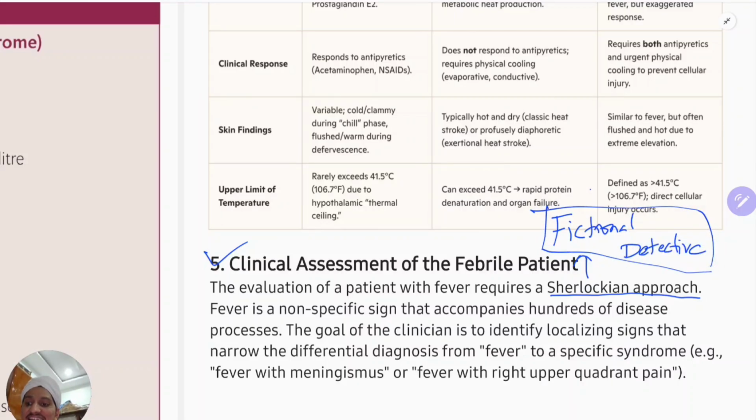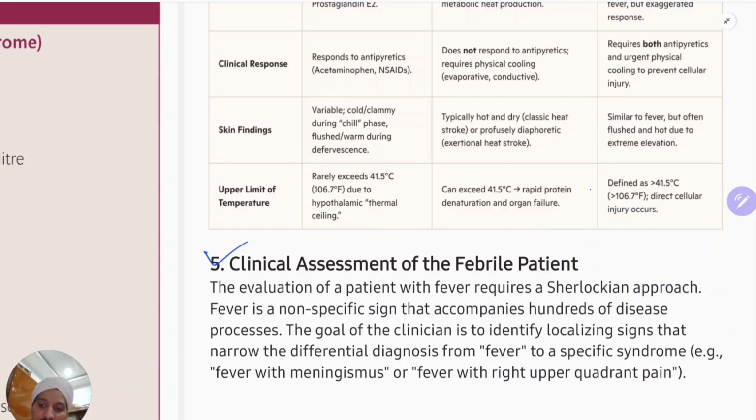So we should act as a detective. We should not miss any minor point. We should take each and every point, collaborate those findings, and based upon that collaboration, we should narrow our diagnosis. That is the Sherlockian approach, the detective approach. Sherlock is the name of a fictional detective, so that is why the Sherlockian approach should be used.